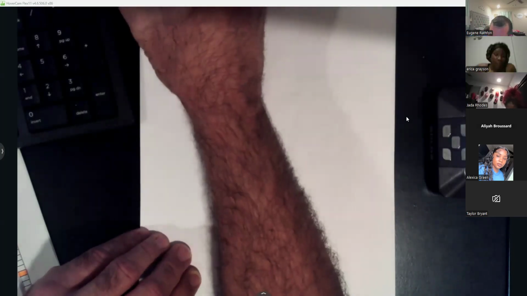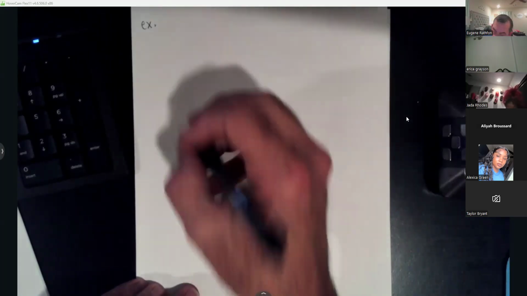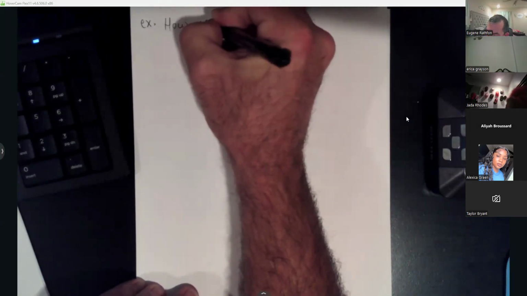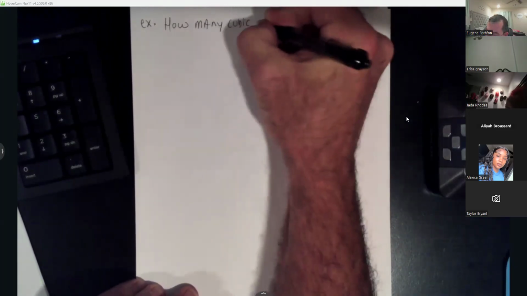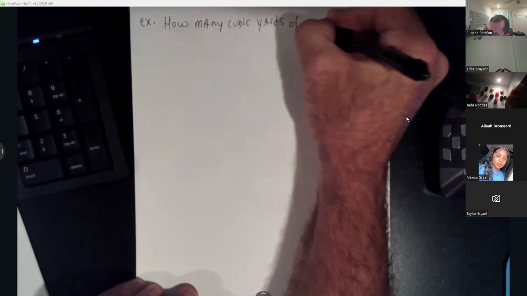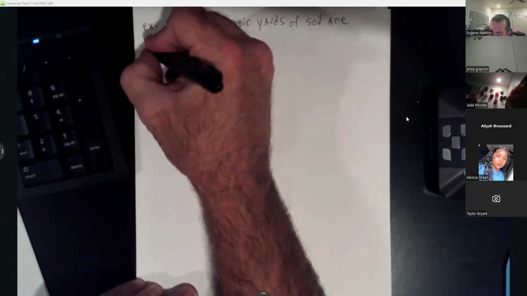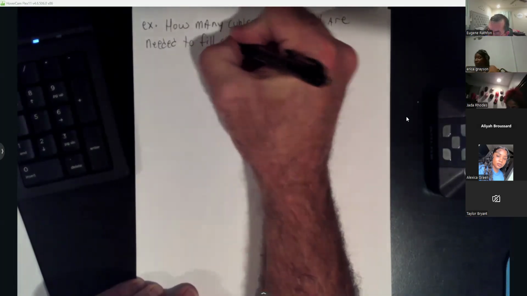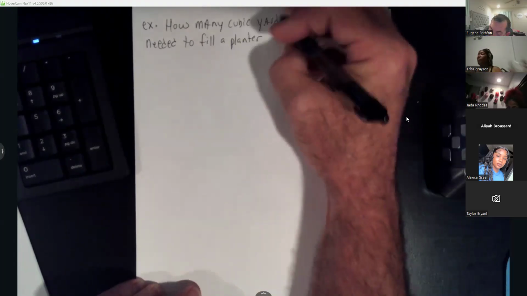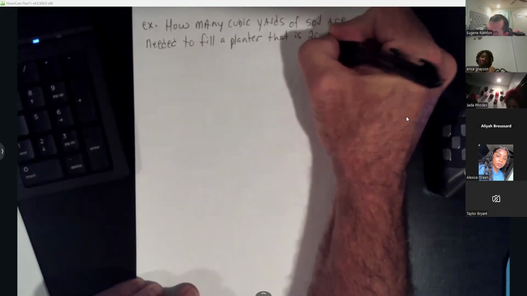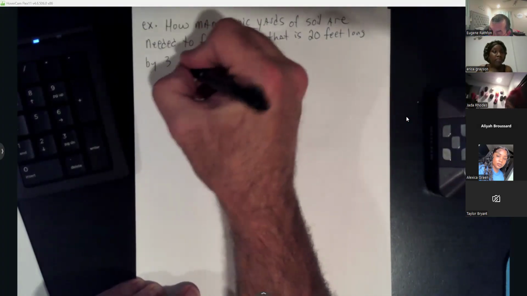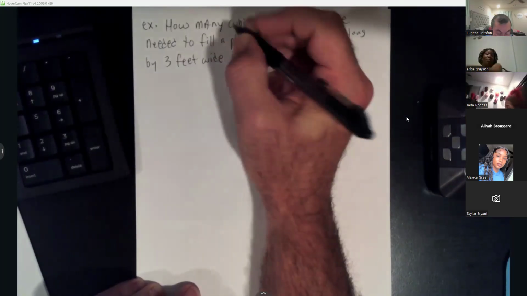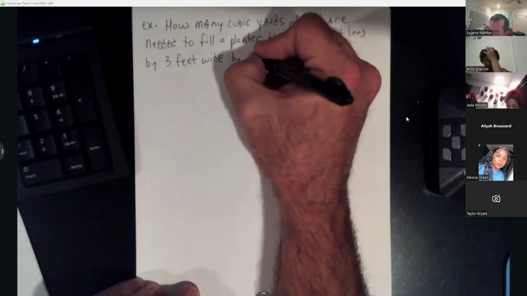Alrighty, so this example wants to know how many cubic yards of soil are needed to fill a planter that is 20 feet long by 3 feet wide by 4 feet tall.